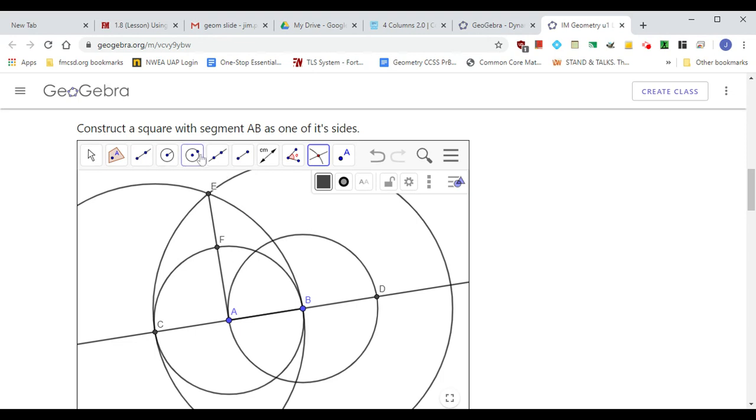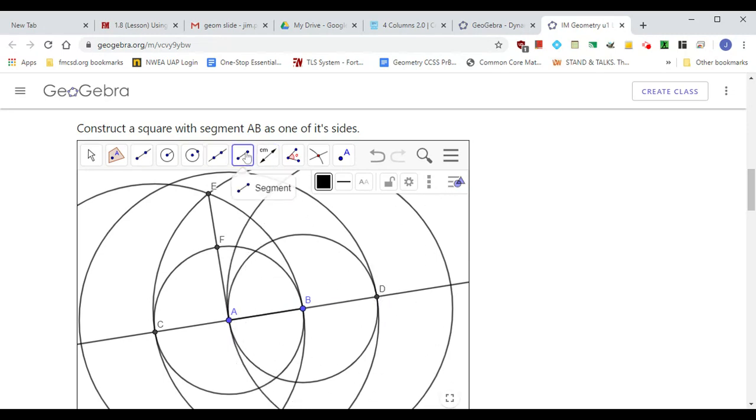Now I'm going to do the same thing. Again, if you're confused or having trouble with this, you're free to pause the video to take a look at it a little slower. I'm going to go A to D. I'm going to do the perpendicular bisector of that, and then D to A.